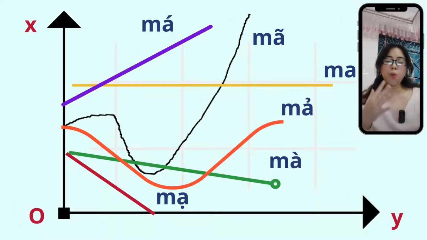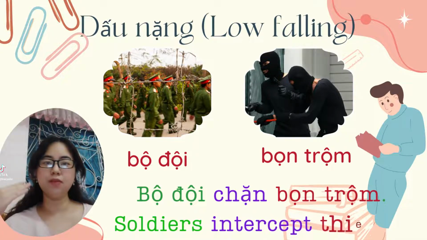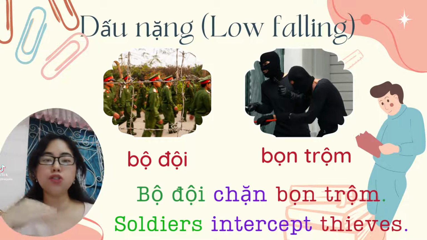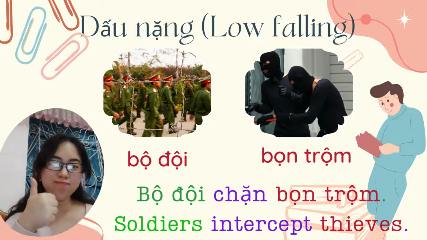Now we come to the last tone, dấu nặng. Let's see the diagram with the pink line. You will see the word mạ. With this tone, you should keep your voice as low as possible and short. Now try to pronounce some words after me. Bộ đội, bọn trộm. Bộ đội chặn bọn trộm. Say again. Bộ đội chặn bọn trộm. Okay, very good. Imagine in English when you pronounce the ed sound like in wanted. So tật is the same as the dấu nặng in Vietnamese, right? Wanted, right? Tật, dấu nặng.